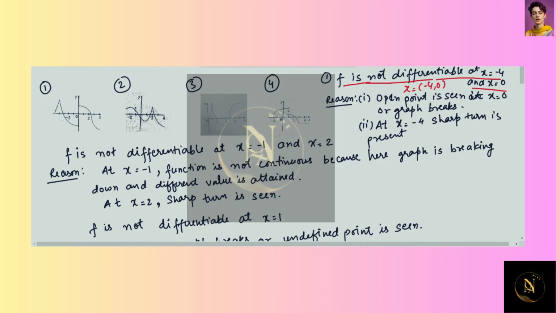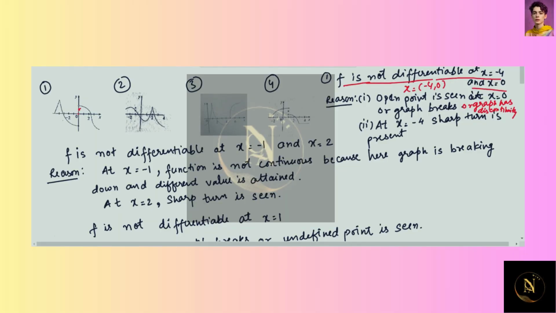Right. Why? Because an open point is seen here at x equals 0. Can you see here? Yes. So this shows that this is an undefined point, right? So when the graph breaks, then it is not differentiable at all, right? And there becomes a discontinuity, or the graph has a discontinuity.